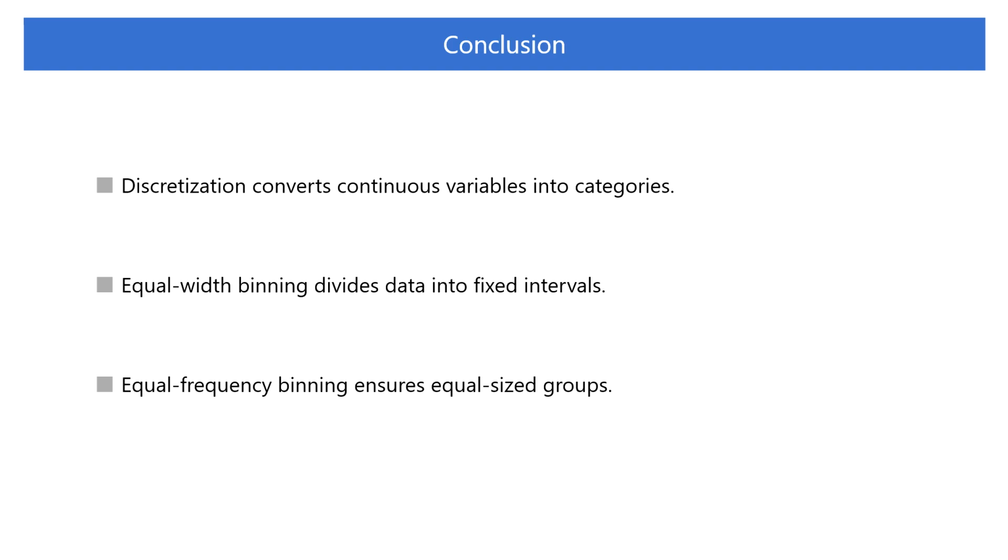Let's wrap up. Discretization converts continuous variables into categories. Equal width binning divides the data into fixed intervals. Equal frequency binning ensures equal size groups.